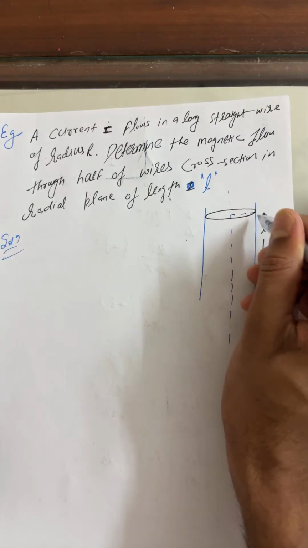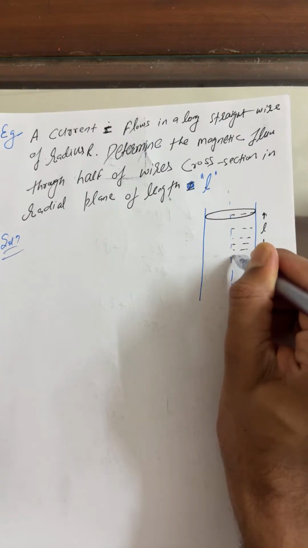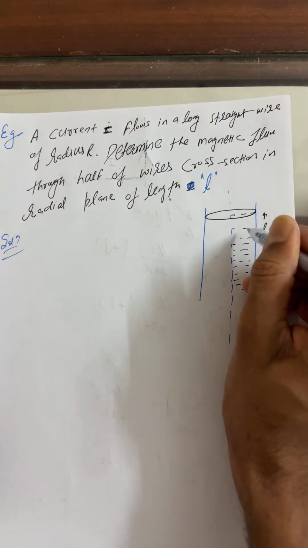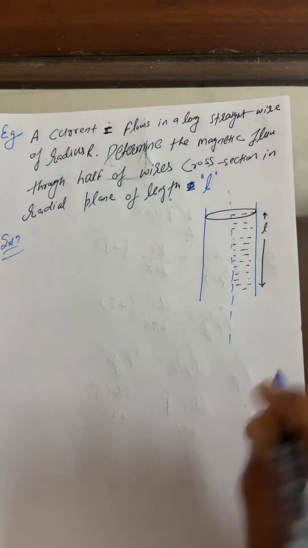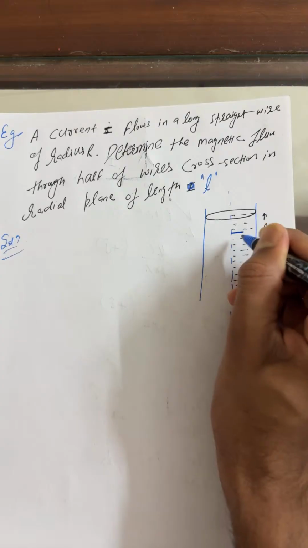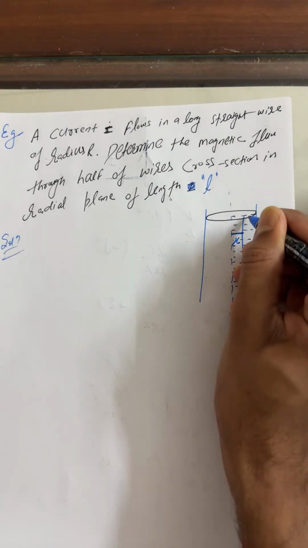Yes beta, we have to work only on half of this infinite straight wire. This part we have to work on only. So you have to move x. This is a primary thing. You have to move x and take element dx.